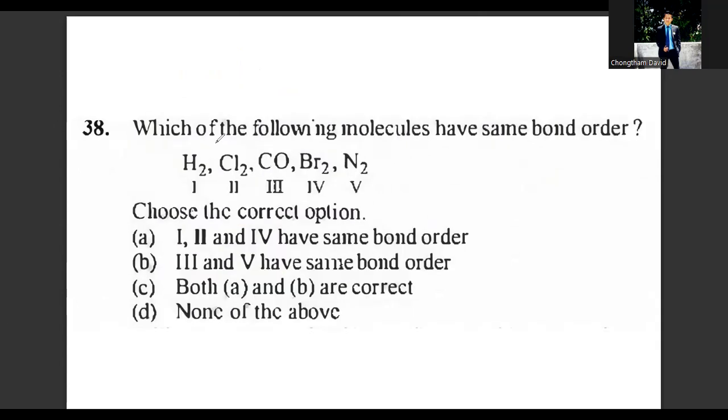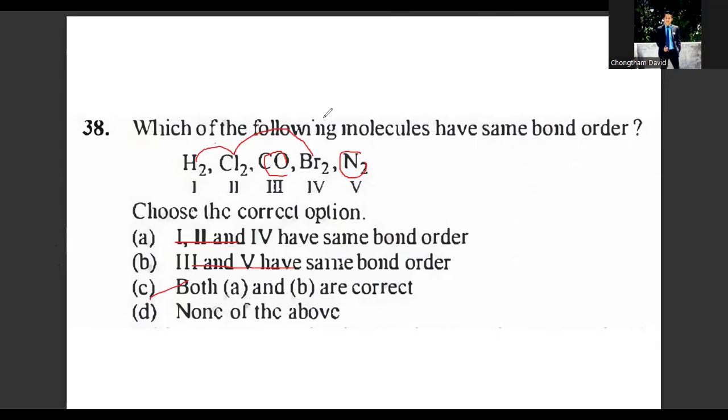38. Which of the following molecules have the same bond order? In carbon monoxide, 3 shared electron pairs are present between carbon and oxygen, so the bond order would be 3. For nitrogen the bond order is 3. Hydrogen, chlorine, and bromine would have identical bond order, that is 1. So both A and B are correct, because 1, 2, and 4 have bond order 1, the same, but nitrogen and carbon monoxide have bond order 3. So option C would be the answer for question 38.